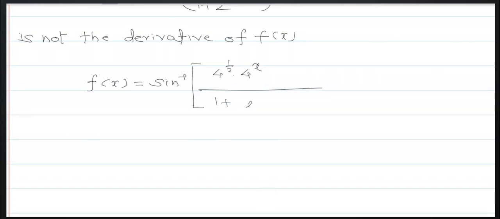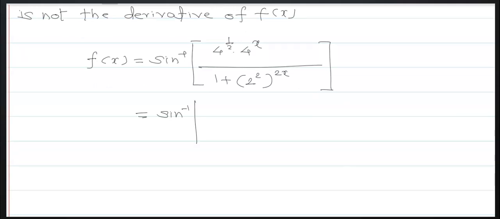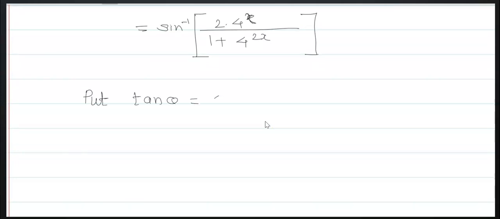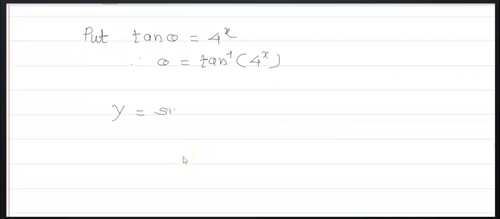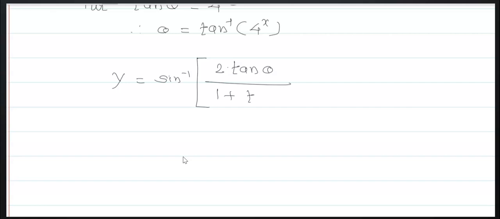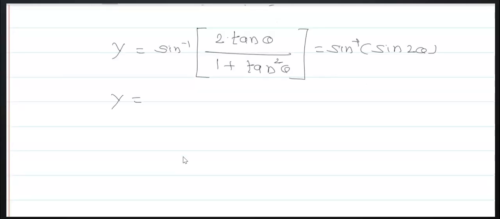Now we have sine inverse of 4 raised to x plus 1 upon 2, that is sine inverse of 4 raised to 1 upon 2, that is 2 square root of 4 is 2, into 4 raised to x plus 4 raised to 2x. Now put 4 raised to x is equal to tan theta, and that's why theta is equal to tan inverse of 4 raised to x. Therefore y is equal to sine inverse of 2 tan theta upon 1 plus tan square theta. That is sine inverse of sine of 2 times theta, and that is equal to 2 theta.